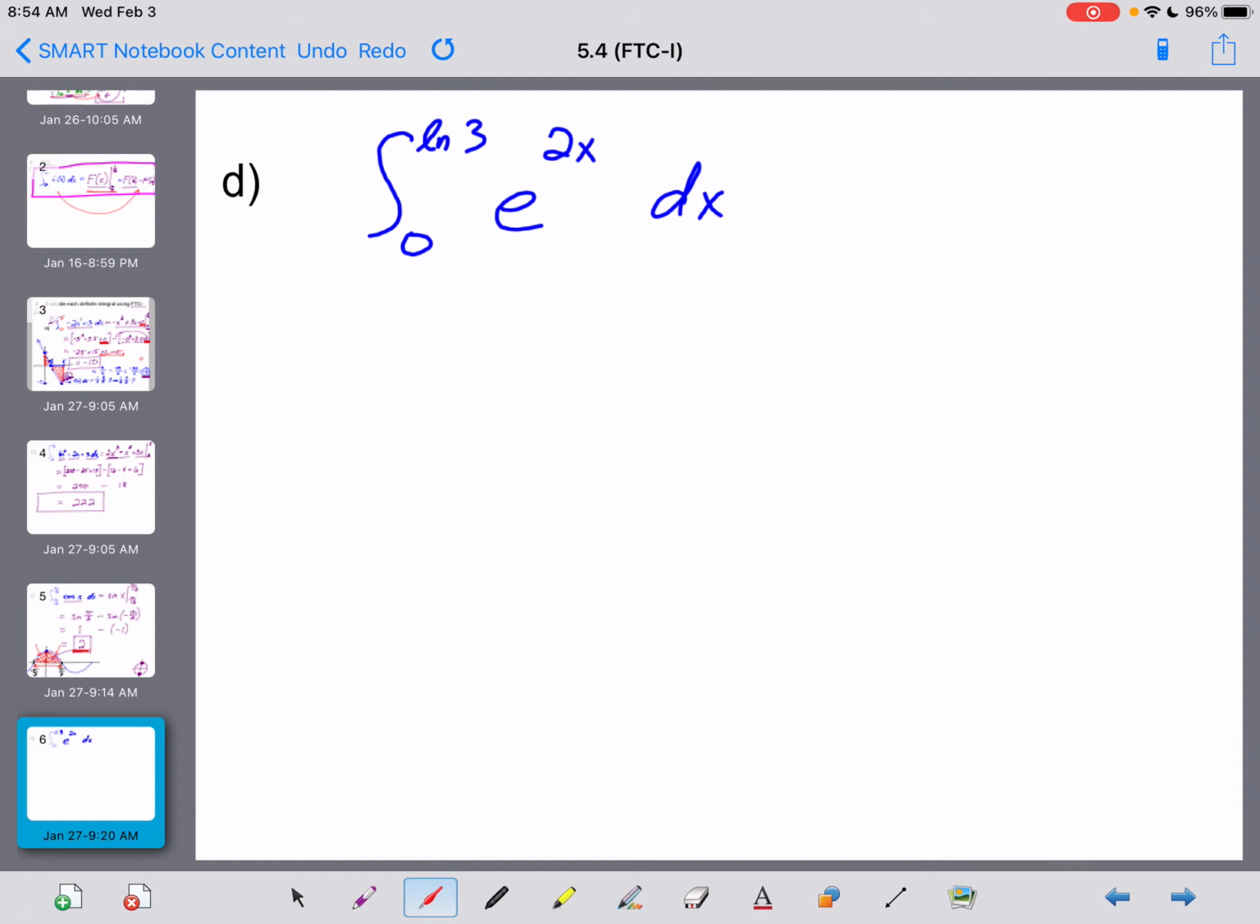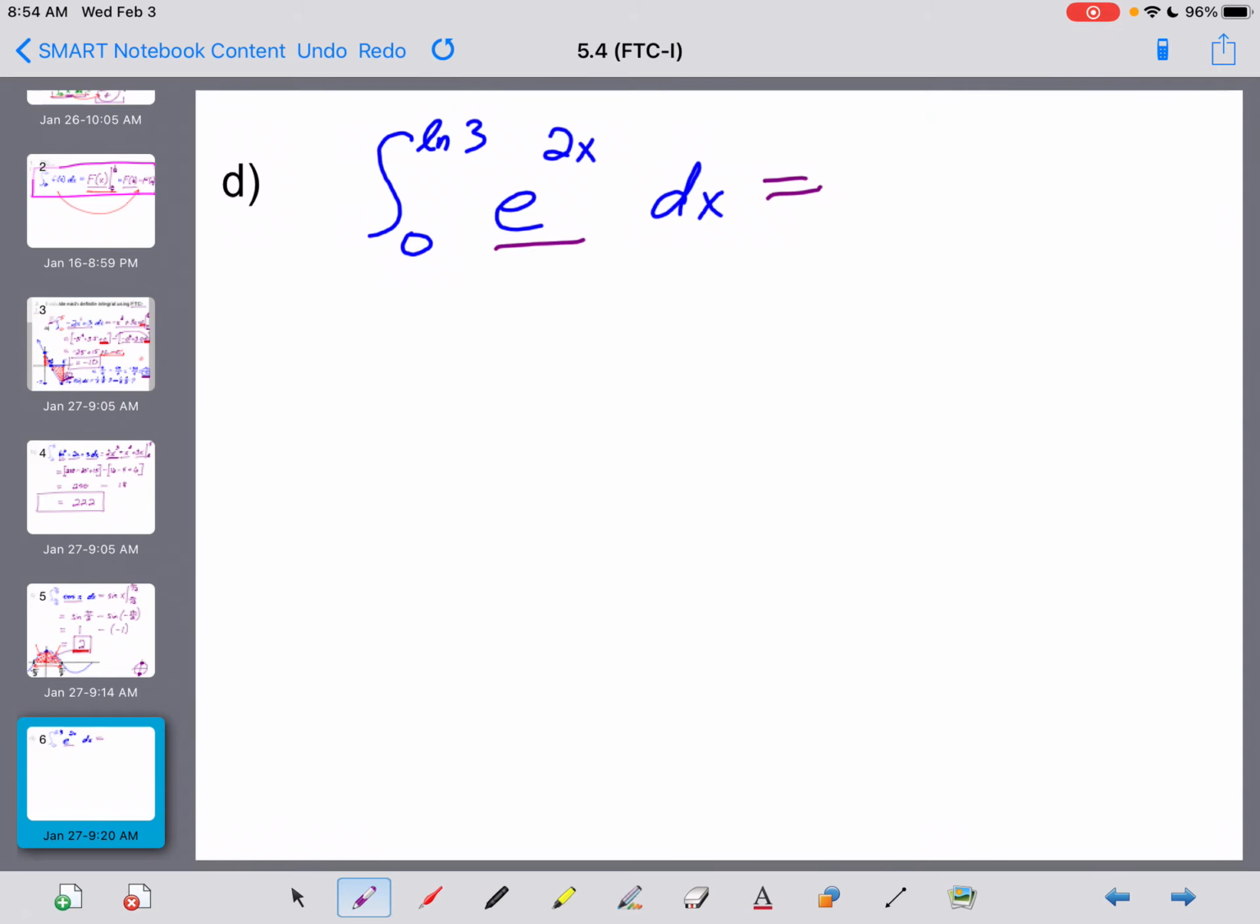Last one right here. Let's knock this one out. Let's do an integral of an exponential function, e to the 2x. We're integrating this thing from 0 to a very ugly irrational number, the natural log of 3. So let's get to it, guys. We can do this by anti-differentiating e to the 2x.